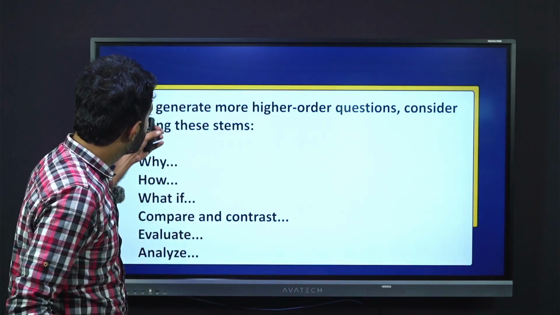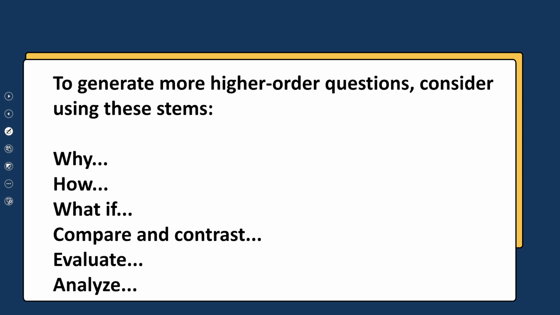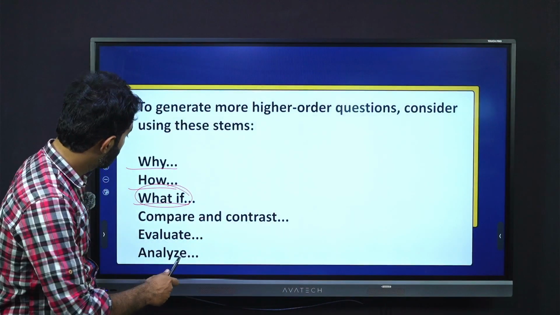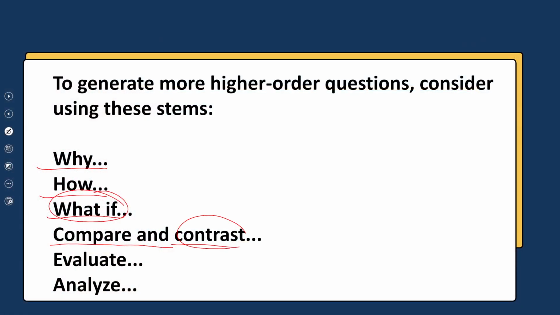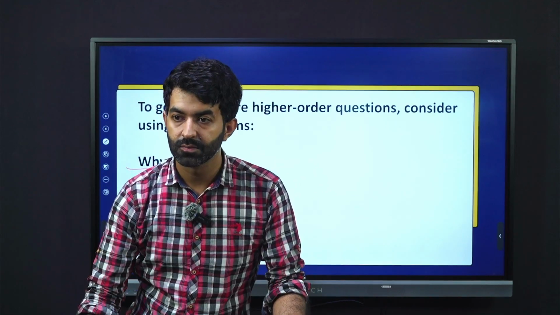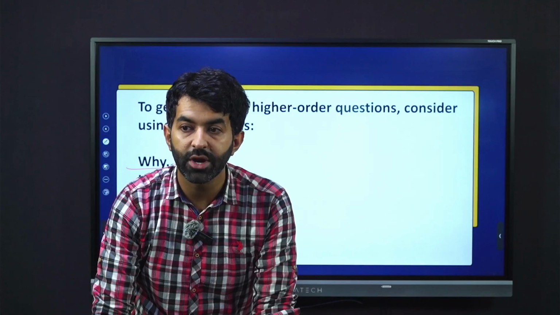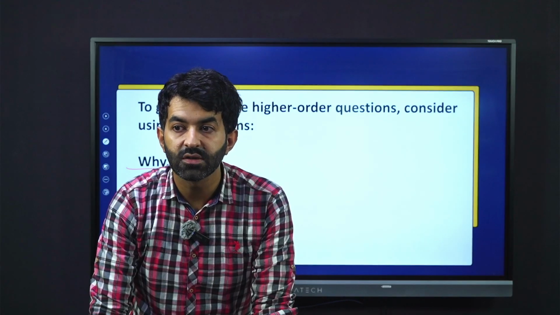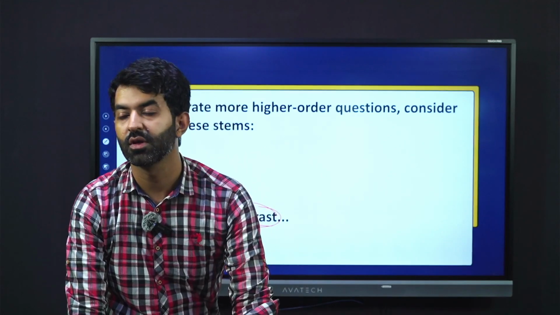All right, so to generate more higher order questions, consider using these. So why, how, what if things start happening in the reverse? So what if, compare and contrast, all these questions are also higher order thinking skills questions. Evaluate, analyze the character, right? Analyze these two given characters, or evaluate the situation, provide reasons. All of these are higher order thinking questions.